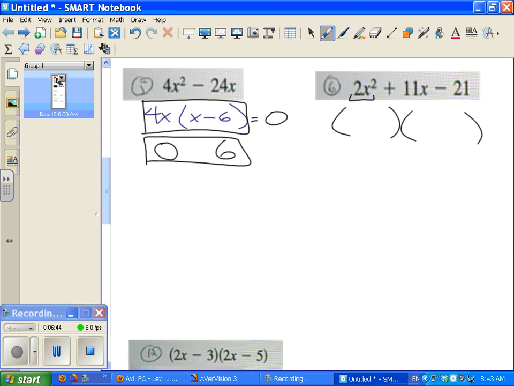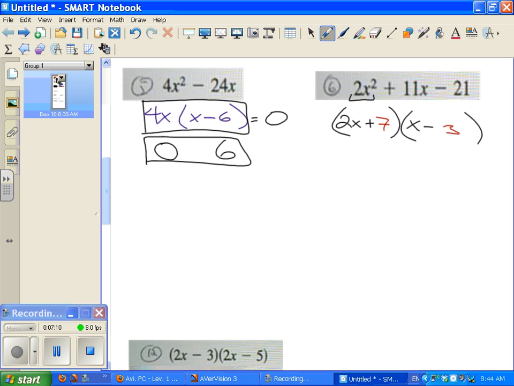Right, so what do you multiply together to get this? 2x and 1x. All right, now my sign, I multiply together to get a negative, which means they got to alternate. And then I multiply together to get 21, and then I'm not sure about the 11 yet because this 2 is going to throw things off, so I'm definitely going to want to check it. So what do you multiply together to get 21?